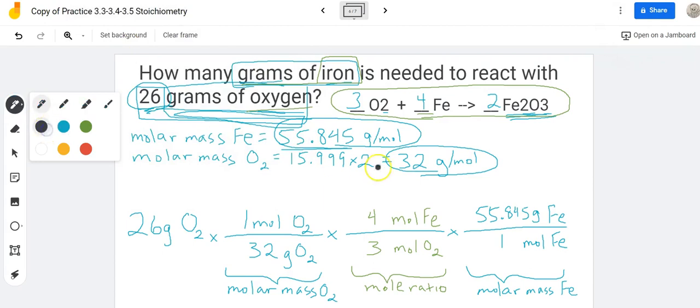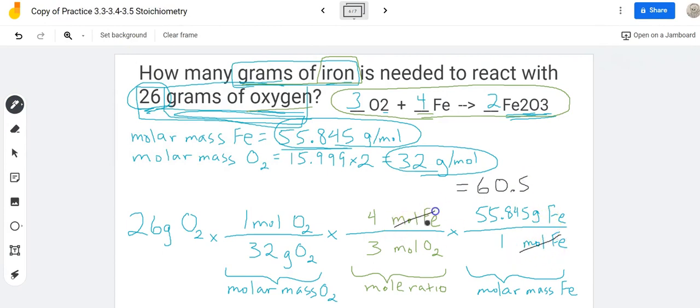So this final answer is 60.5. Moles of iron cancel, moles of oxygen cancel, grams of oxygen cancel. So your final answer is grams of iron. Again, this is just a way to check to make sure you got the correct question answered. It's not necessary, but it's useful when you have like a really long equation.